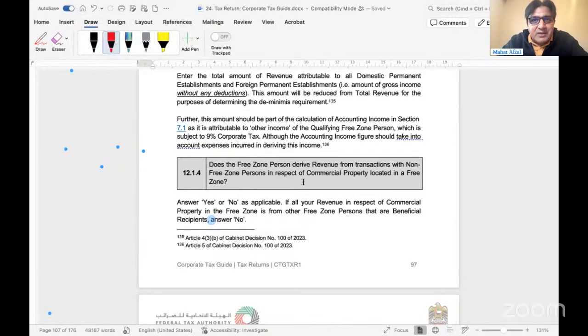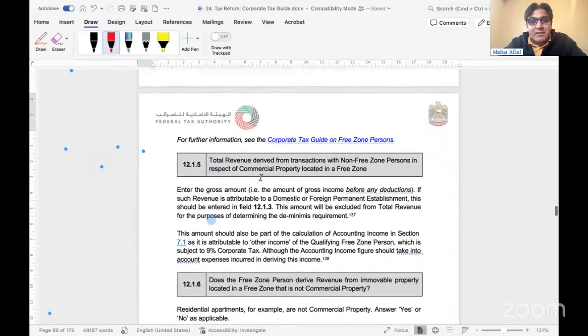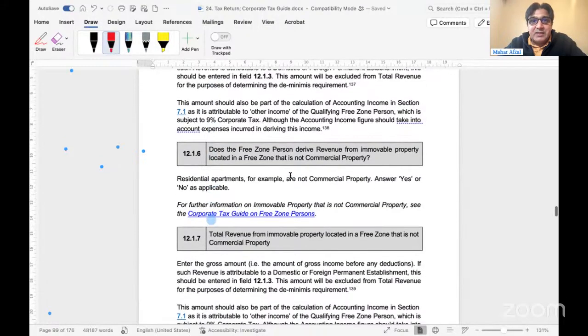If you're not addressing the question properly, the system will classify the income into a different category. So this question is, does the free zone person derive revenue from transaction with non-free zone person in respect of commercial property? You can address this question. Total revenue derived from transaction with the free zone person in respect of commercial property. This is the same thing as I mentioned earlier.